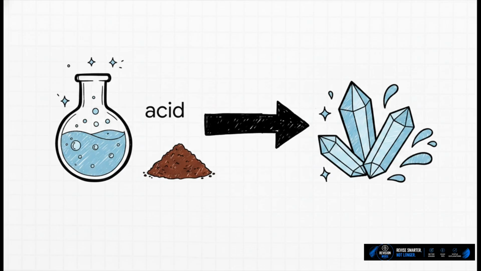Let's look at a concrete example to see this naming convention play out in real time. Say we take sulfuric acid and react it with copper oxide. Following the rule, sulfuric acid always produces sulfates. Therefore, the resulting salt is copper sulfate plus water. The name of the salt literally tells you exactly what its parent ingredients were.